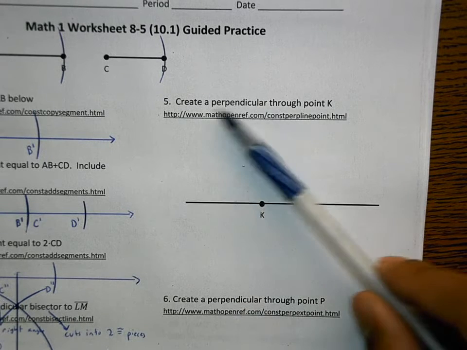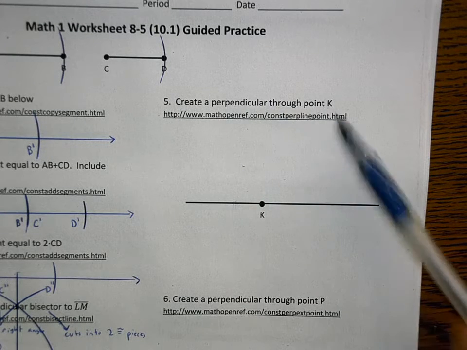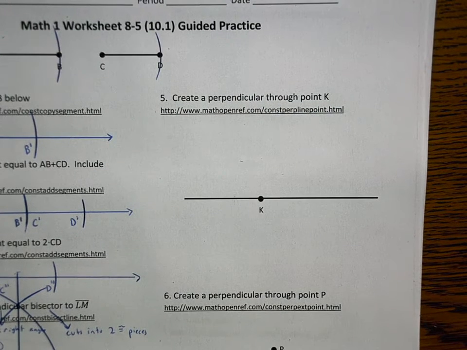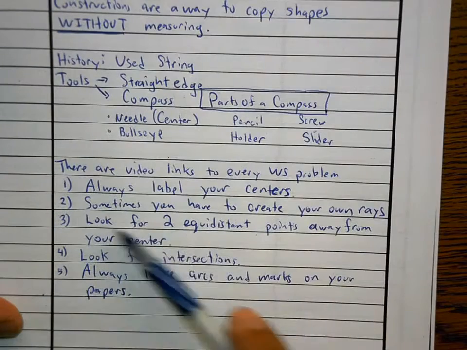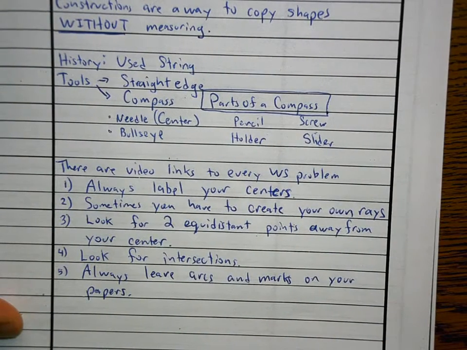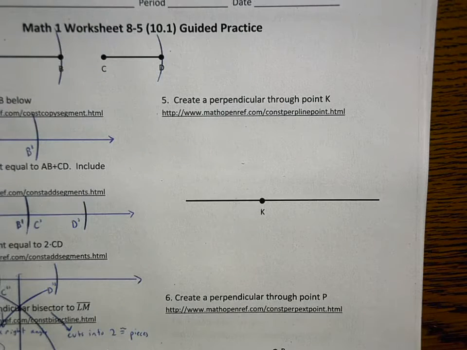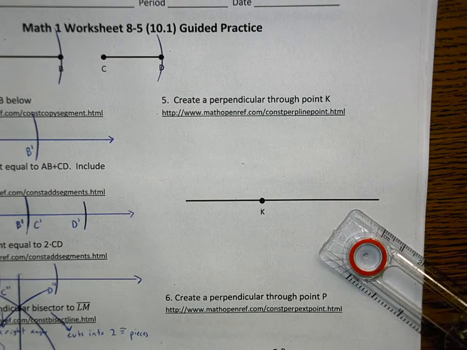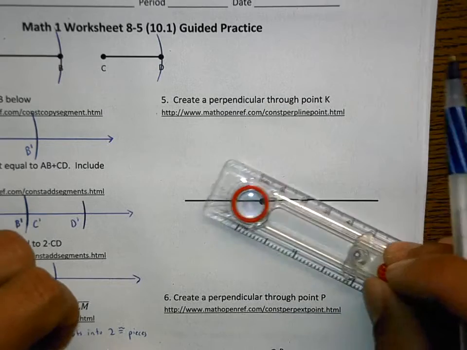We have to create a perpendicular through point K. So if I'm trying to go through this point, let me look at what my notes say. Look for 2 equidistant points away from your center. I don't have 2. If not, we're going to have to create them. So how do I create 2 equidistant points?